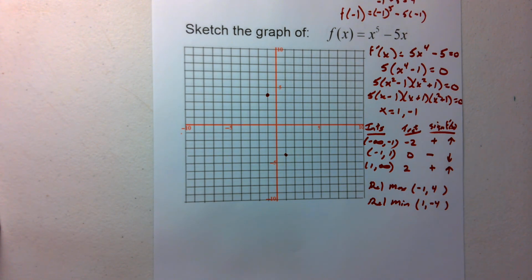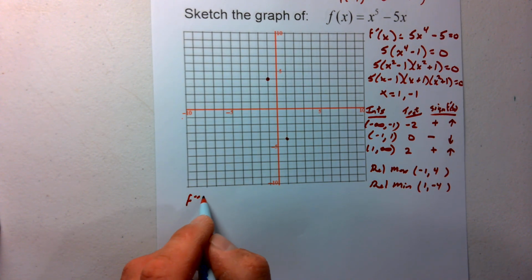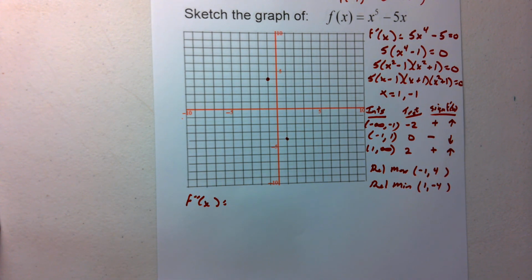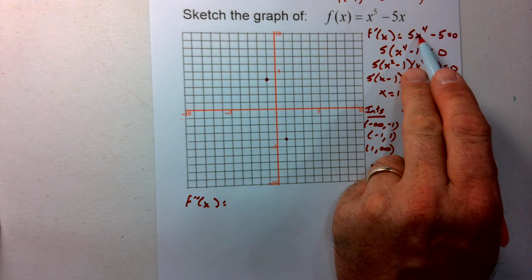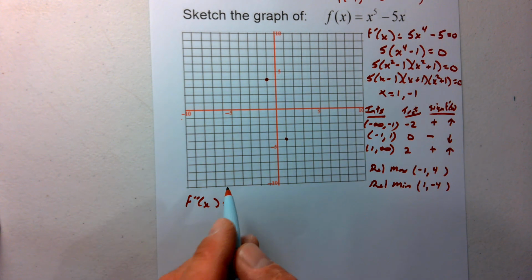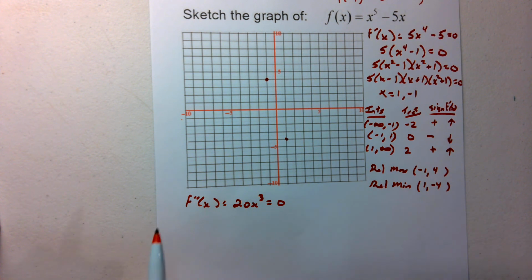As we've got our first derivative there, we can go ahead and do our second derivative. And remember, the second derivative is going to tell us our points of inflection and our concavity. I would go ahead and come back way up here to 5x to the fourth minus 5. Find our derivative there, we get 20x to the third. Set that equal to 0. So we get x equal to 0.